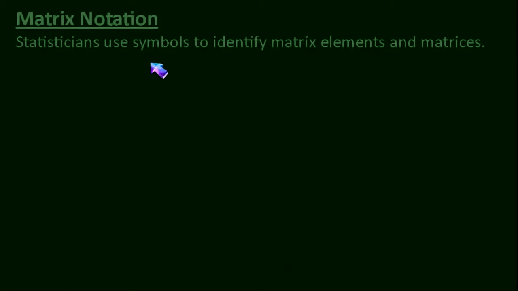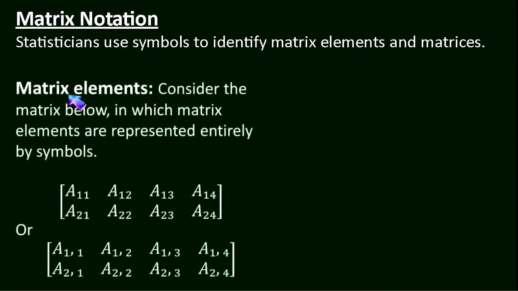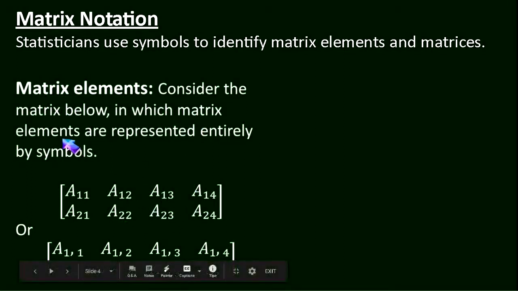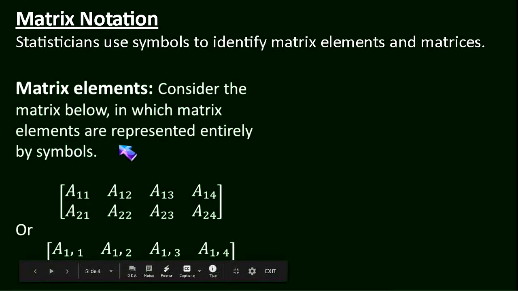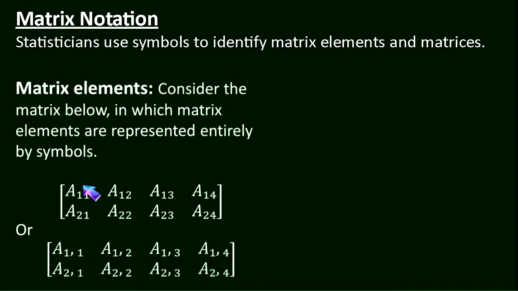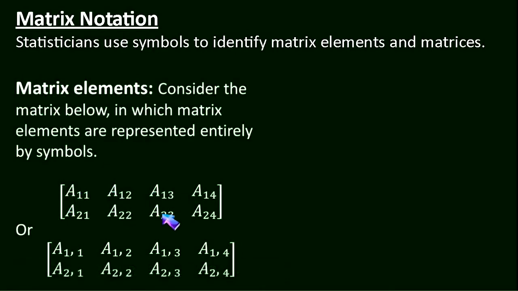So in learning matrix, we have to know the matrix notation, the different kinds of matrix notation. So first, matrix notation is what we call the matrix elements. So we have to consider this matrix below, in which matrix elements are represented entirely by symbols. So in this illustration, matrix element is represented by symbol, but these actually are numbers.